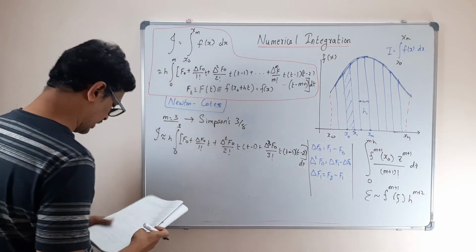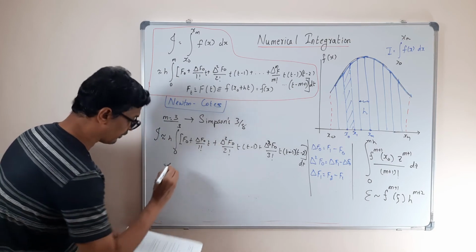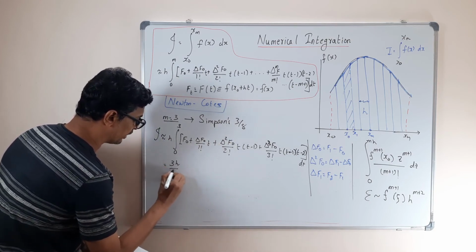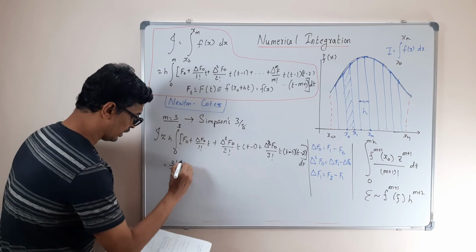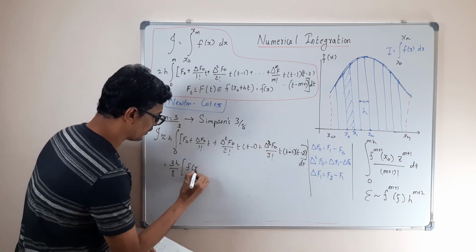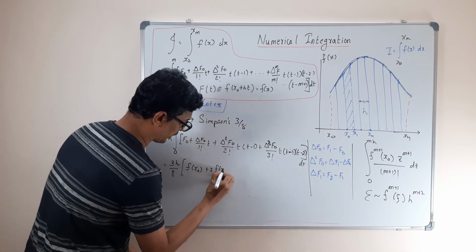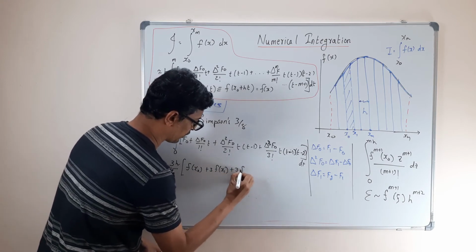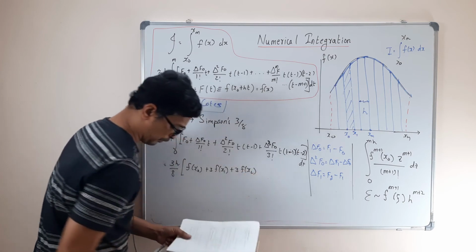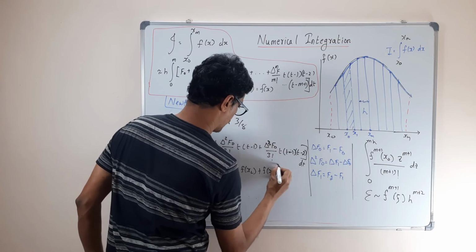The same way as what you have done earlier, you have to do it. I'm not going to do this; rather, I'll write down the answer straight away. 3h by 8. Anyway, the space is not sufficient for me to do it here. It is f of x0 plus 3 times f of x1 plus 3 times f of x2 plus f of x3. This is what you will get.